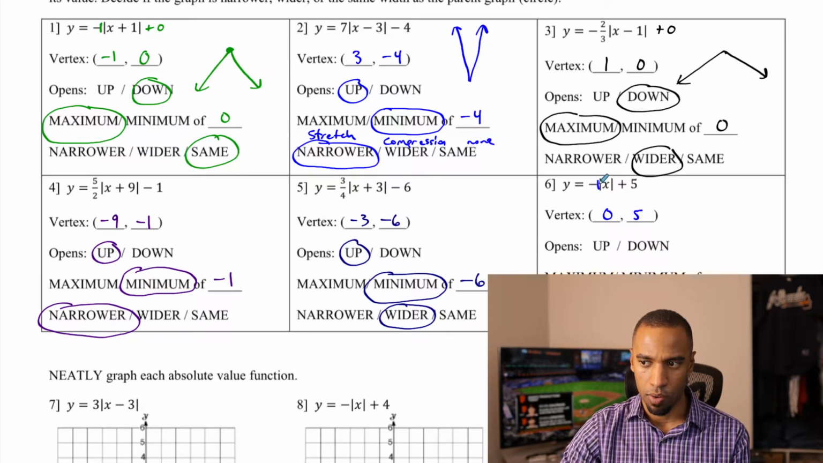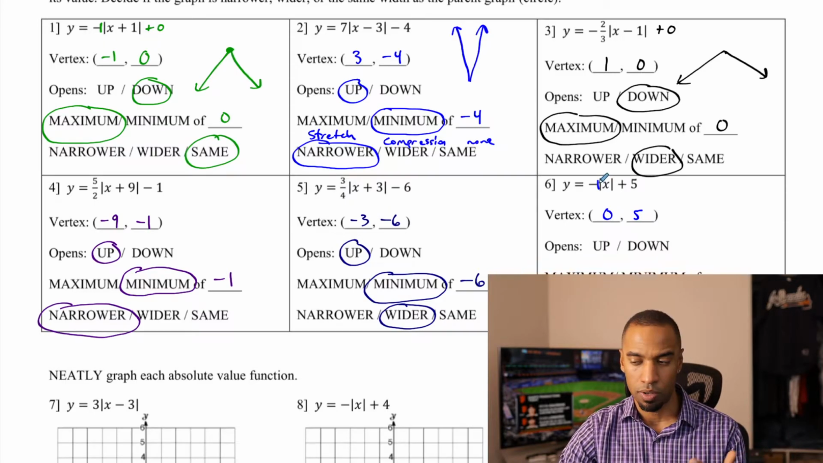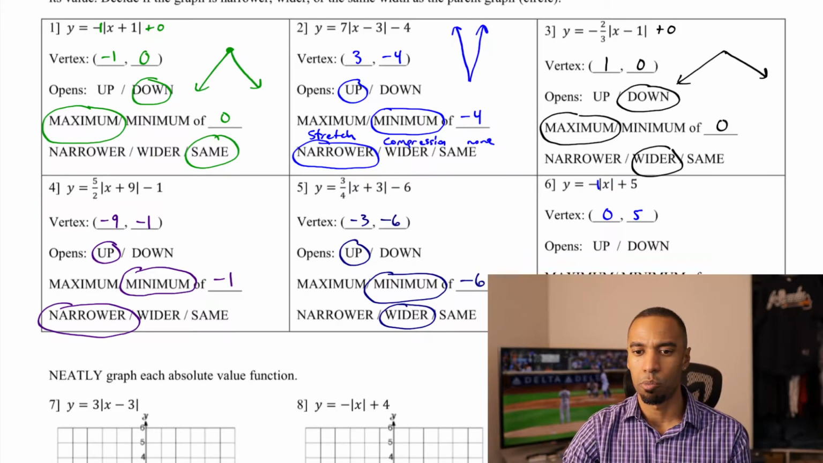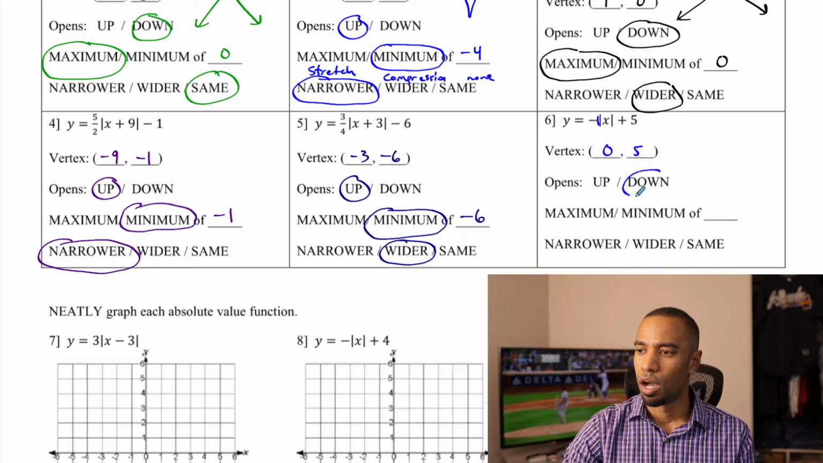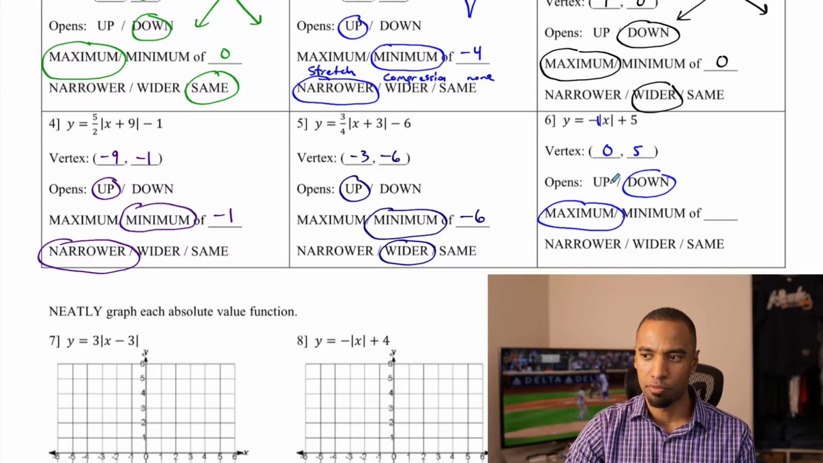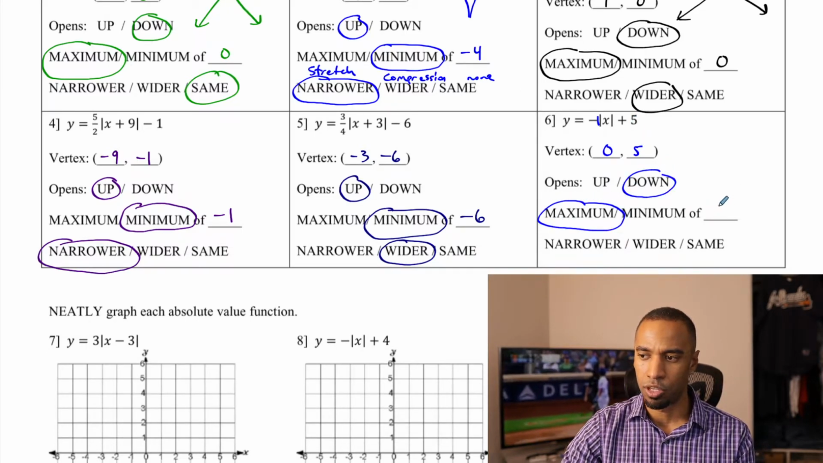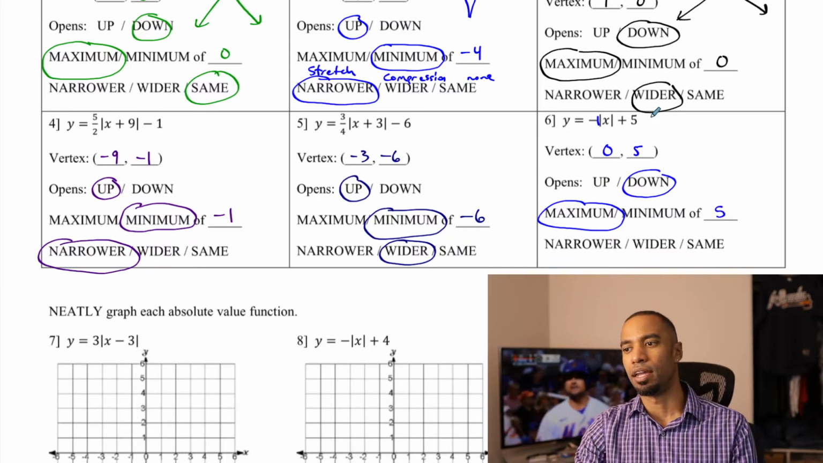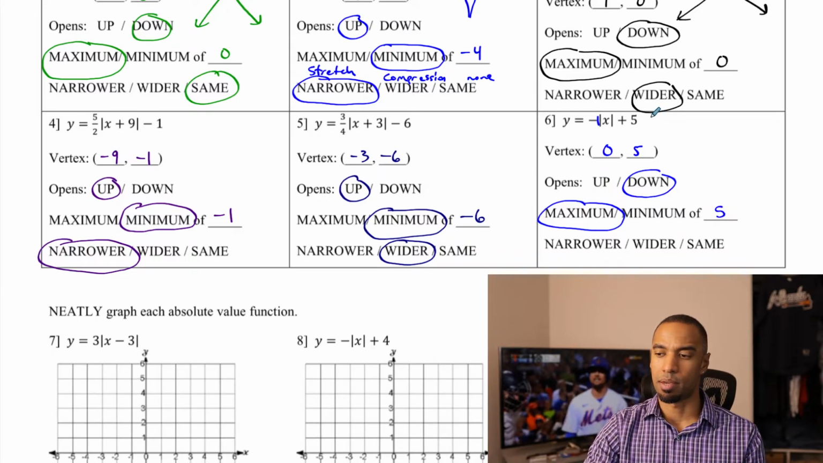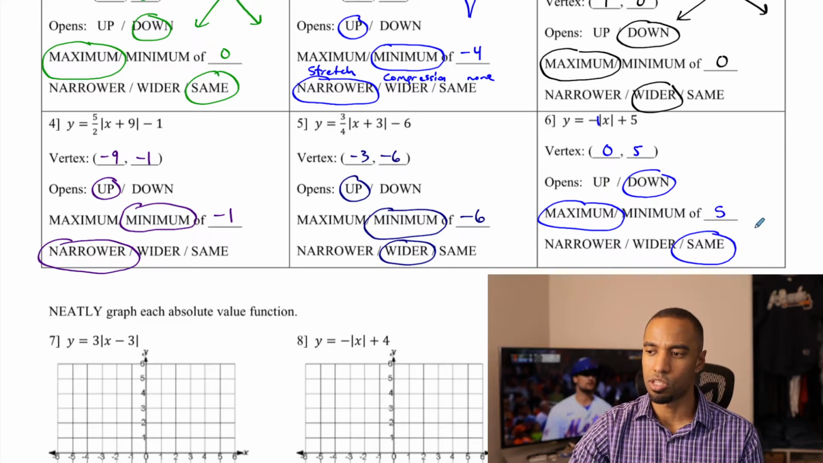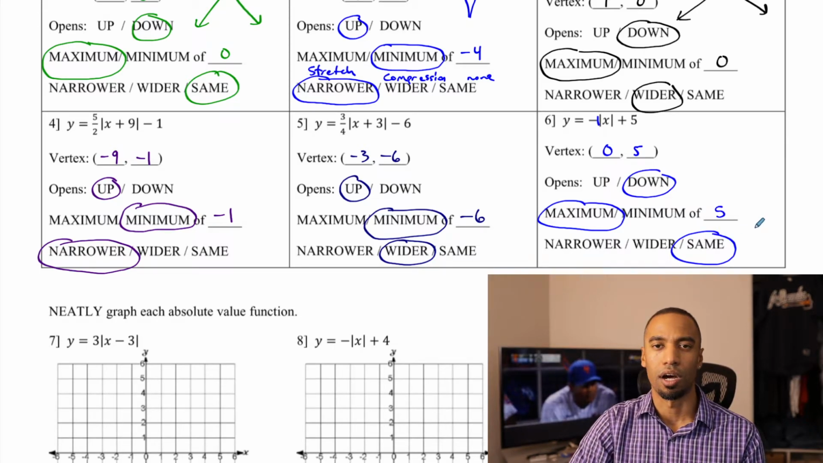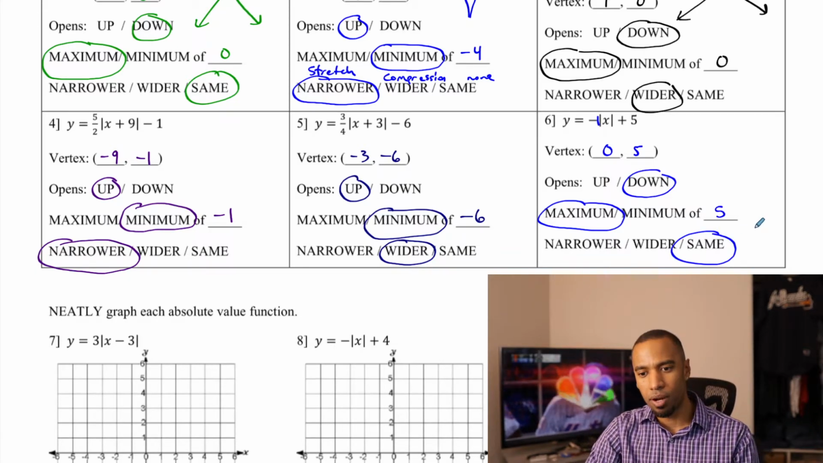I could write a -1 right here to understand that that's my a value, -1. Because it's negative, we do open downward. Because we open downward, we do have a maximum for our vertex occurring at the y value of the vertex, which is 5. And being a -1, again, that's the same as the parent function. This is samesies, no vertical stretch nor compression on this graph there. So those are the first 6. I pulled out the information.